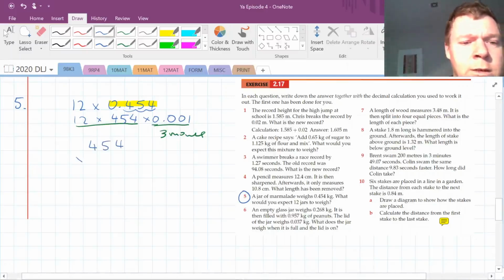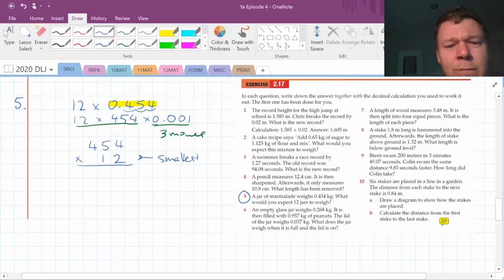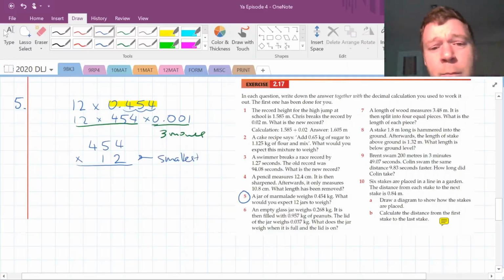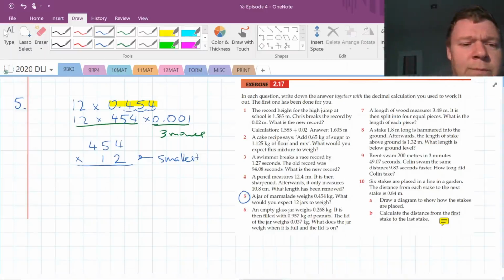454 times 12. Whenever you're doing whole number multiplication, always put the smallest on the bottom. You can put the biggest on the bottom, but you end up doing less work if you've got your smallest number on the bottom there.